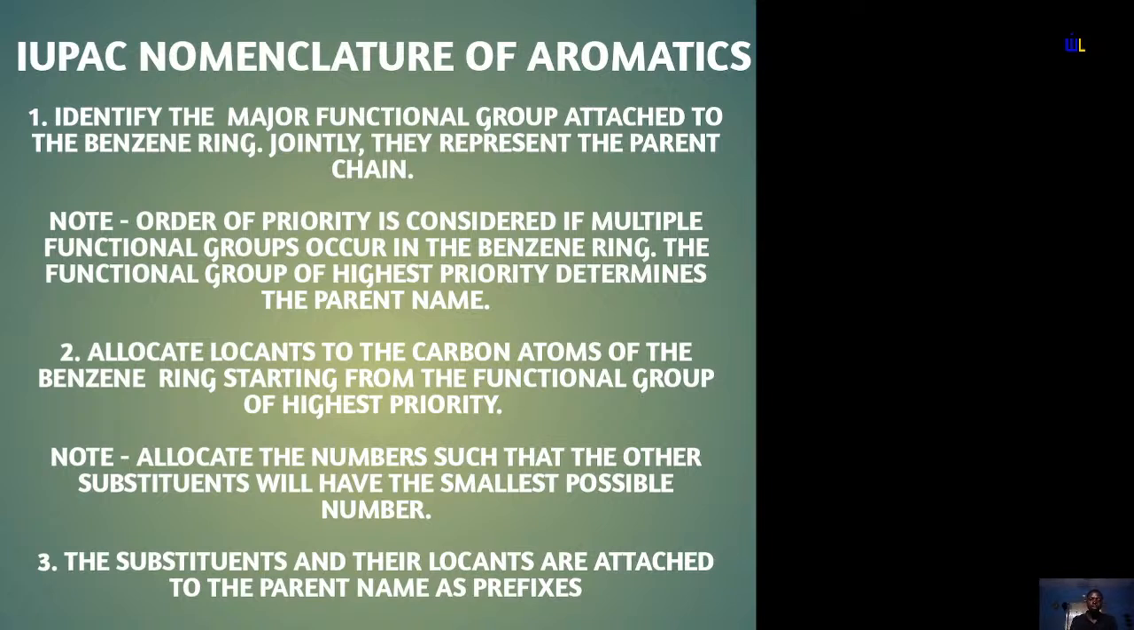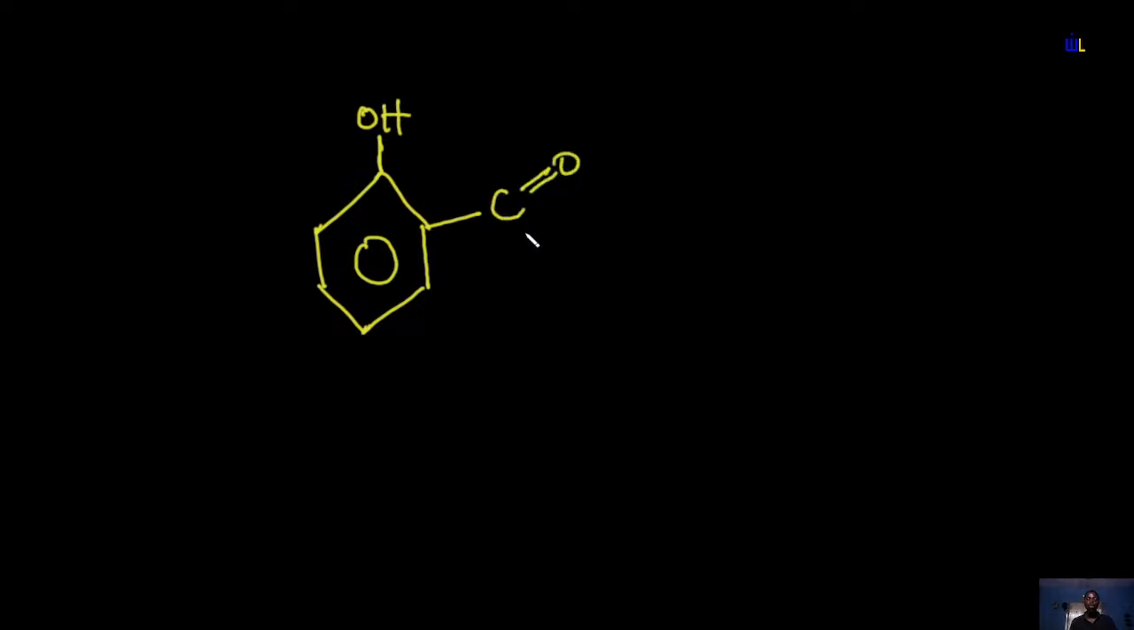So see what I mean. Imagine you have a scenario. Let's say I have a benzene ring, and then I have OH here, and then I have C double bond OH. What this rule is simply trying to say is that when you have multiple functional groups, the name of this benzene ring will be determined by the functional group of highest priority.